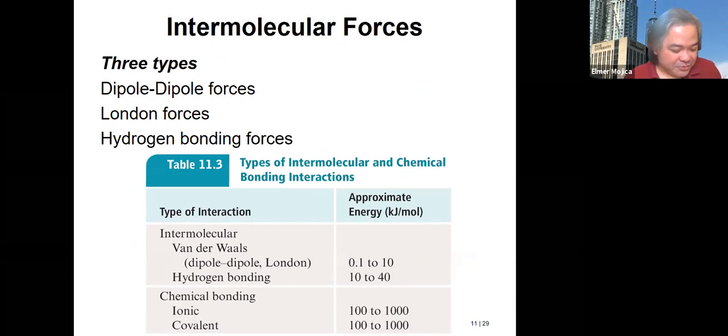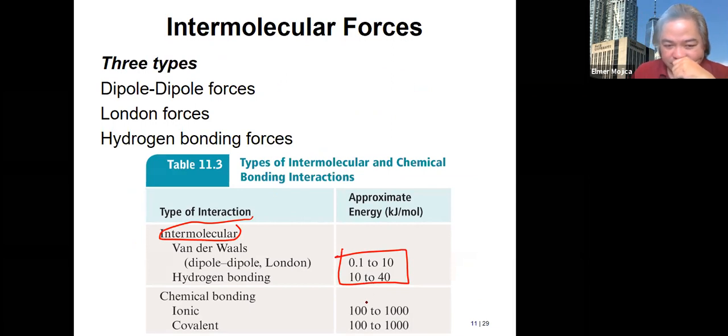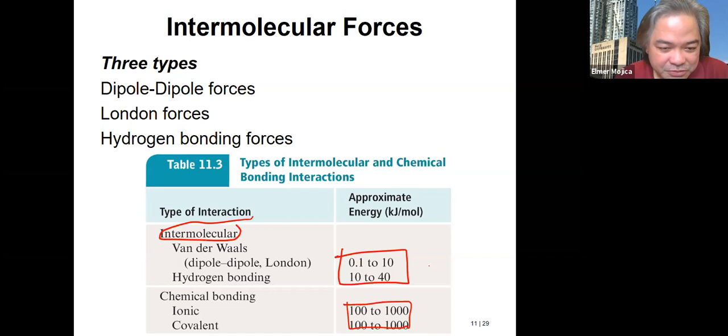So if you're going to compare the two, this is the intermolecular, and if you're going to look at the approximate energy they have, this is what you have. Now for the chemical bonding, what do you have? It's a little bit higher. So how can you answer the question, which is stronger? The intermolecular forces or the intramolecular forces?